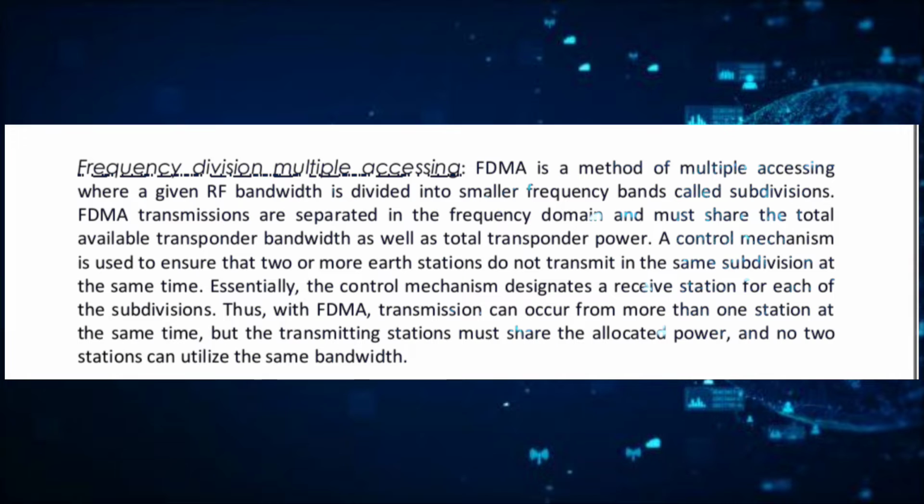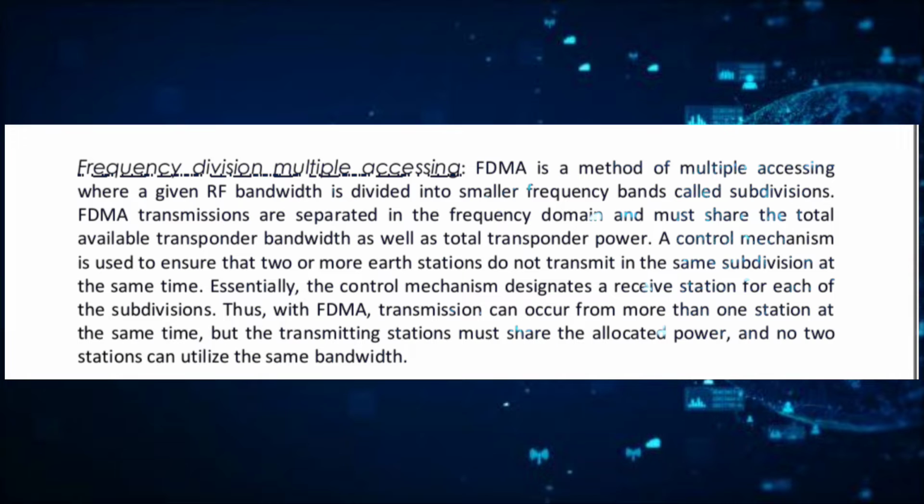FDMA transmissions are separated in the frequency domain and must share the total available transponder bandwidth as well as total transponder power. A control mechanism is used to ensure that two or more earth stations do not transmit in the same subdivision at the same time. Typically, the control mechanism designates a receive station for each of the subdivisions.